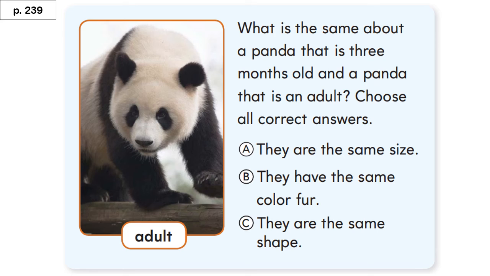What is the same about a panda that is 3 months old and a panda that is an adult? Choose all the correct answers. That's right. They have the same color fur and they are the same shape.